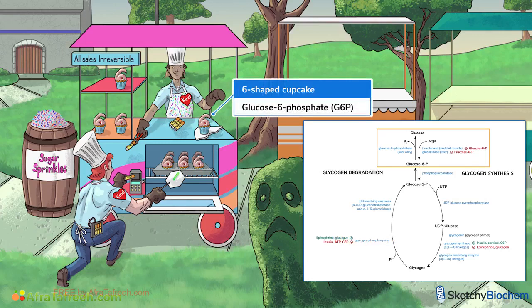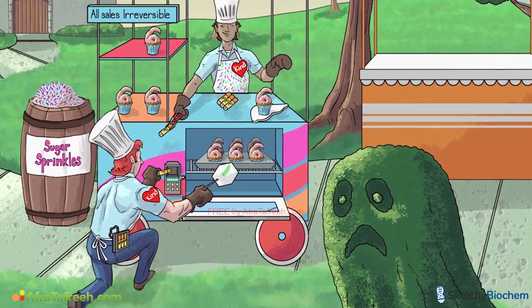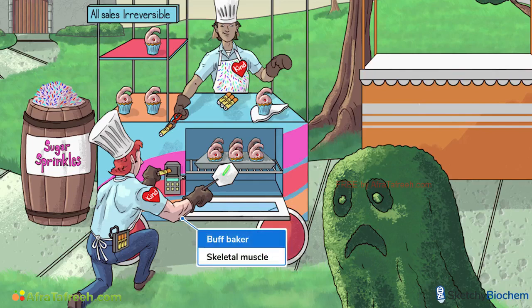Before we move on to the next step, let's mention some key differences between hexokinase and glucokinase. Hexokinase is present in the brain, skeletal muscle, and all other tissues except the liver and pancreatic beta cells. We've made the hexokinase baker super buff so that you can remember that hexokinase is present in skeletal muscle.